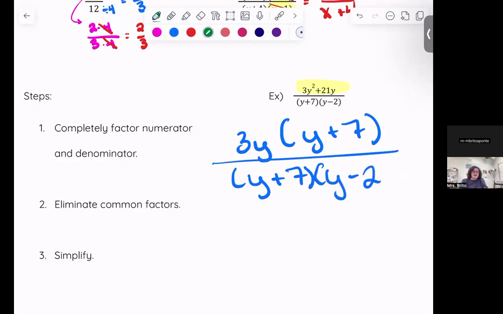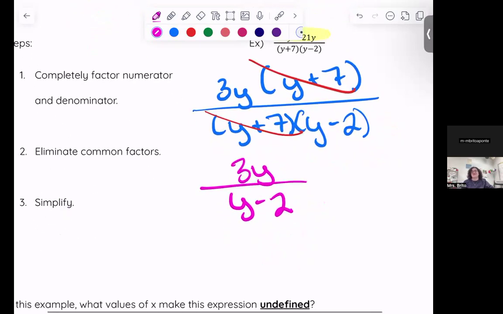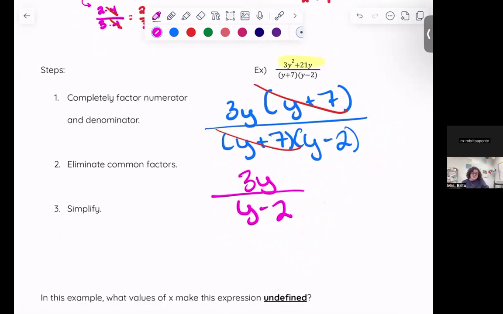I'm going to take a look at what's in the numerator and the denominator. That y plus 7 on the top and the bottom I can cancel out. So my answer is 3y over y minus 2. It might be tempting to see that there's a y on the numerator and a y in the denominator. But because there's subtraction happening with that minus 2, there's nothing else we can do with that. We can only factor out things that are being multiplied, like that entire y plus 7 term. Okay?